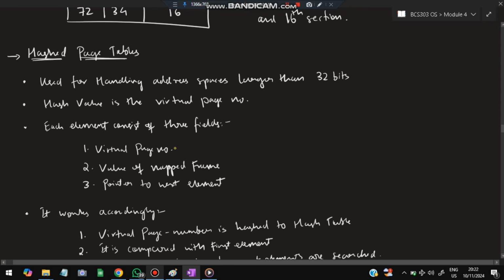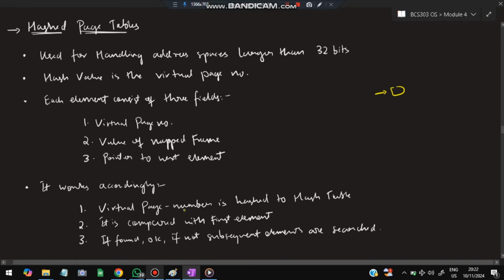Each element has three fields: the virtual page number, the mapped frame, and the pointer to the next element. So for one hash value there can be multiple elements present. That is what the hash page table looks like. The working is as follows: the virtual page number is hashed to the hash table. Inside the hash table, the virtual page number is compared with the first element. If it is the element you are looking for, we take it, else we go to the next one, which is pointed to by the previous element.